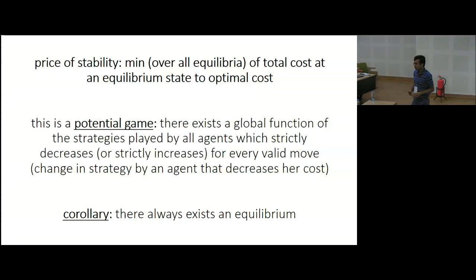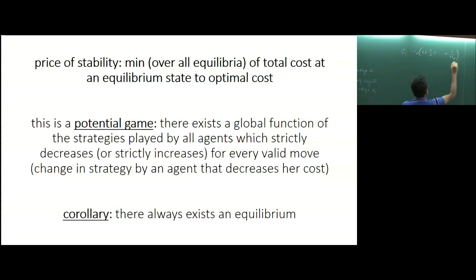Okay, so let's see why this is a potential game. So here's a potential function. For every edge E, let me define a function C_E times the harmonic of the number of agents using the edge. So this is my potential function for any particular edge, and my overall potential function is simply the sum of this potential function over all edges in the graph.